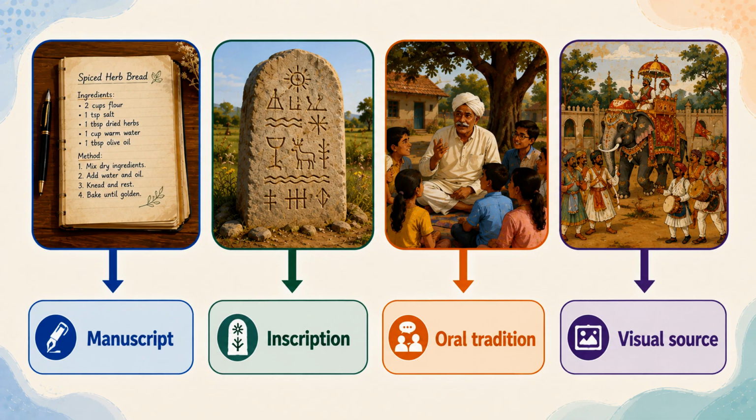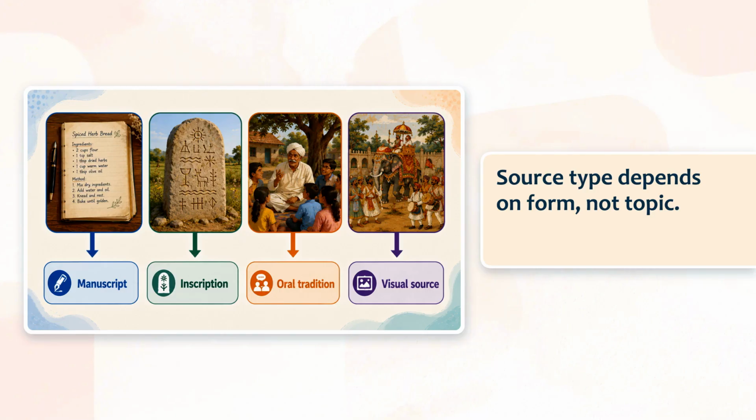The handwritten page still counts as a manuscript even though it is not the manuscript shown earlier, and the painted procession is still a visual source even though the subject has changed. By separating form from topic, we can classify sources more reliably. The rule should survive a change of example. Source type depends on form, not topic. A new subject does not change the defining source category.